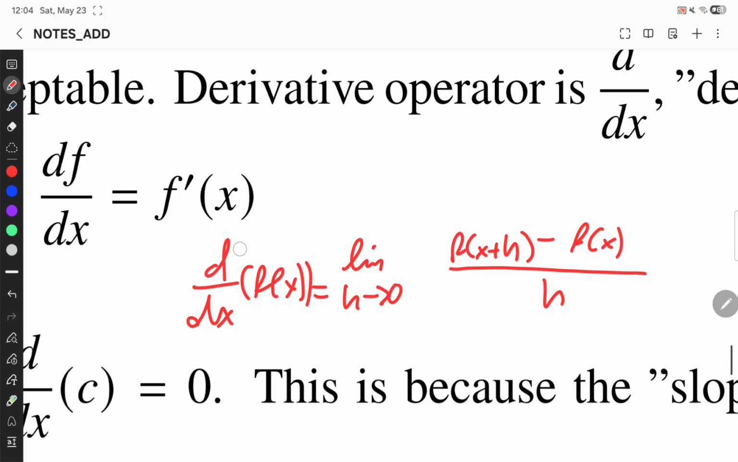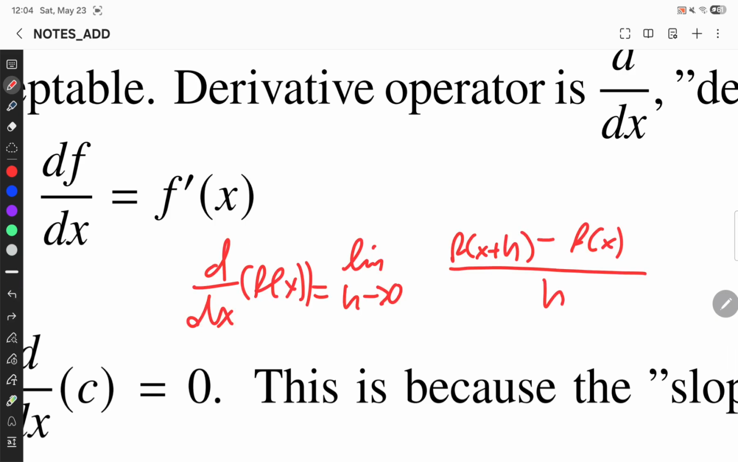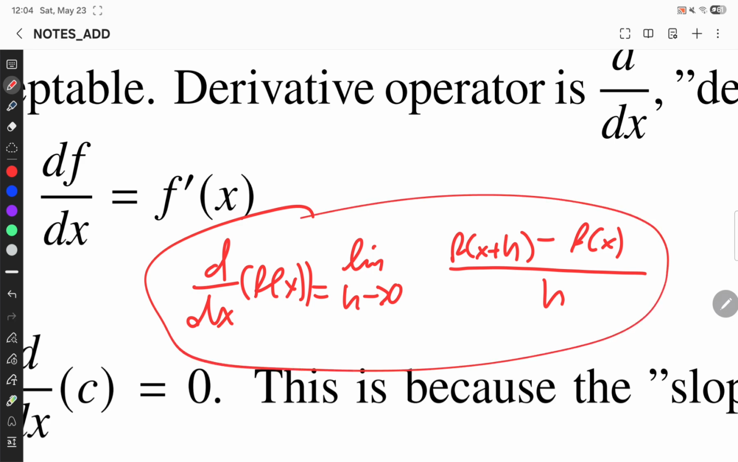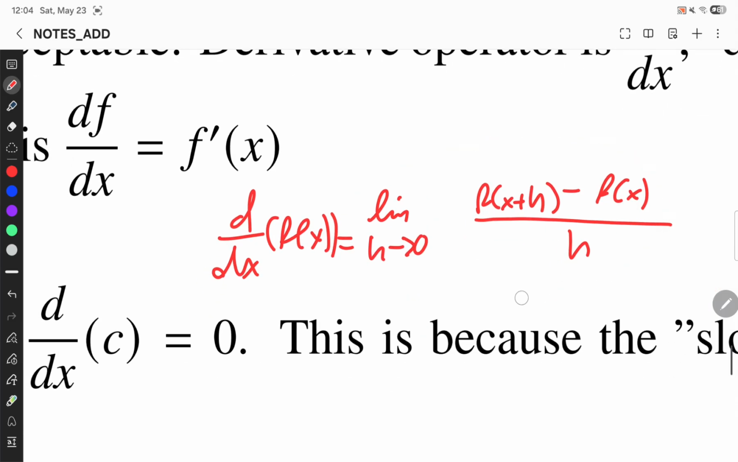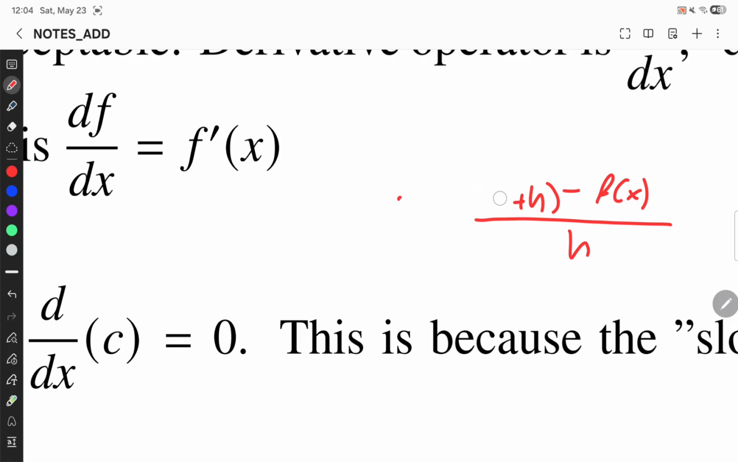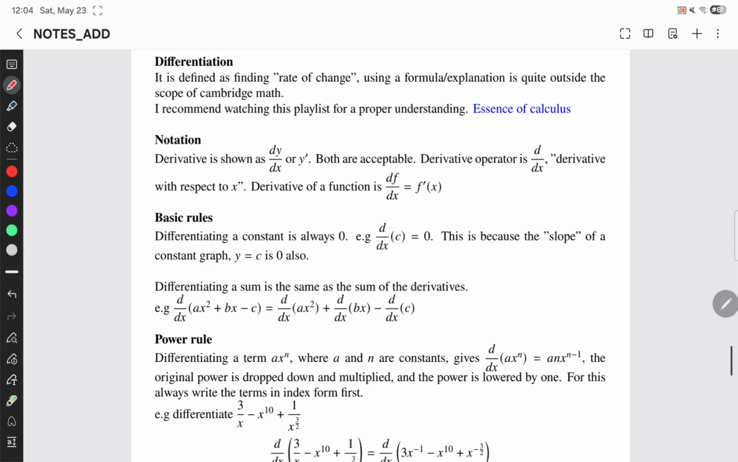Okay, so whenever I say this entire explanation I did, this is called the first principle. Meaning the derivative is defined as the limit, as this limit. So I will resort to this for explanation when needed. Okay, first is the basic rules. The first rule is the derivative of a constant is 0.